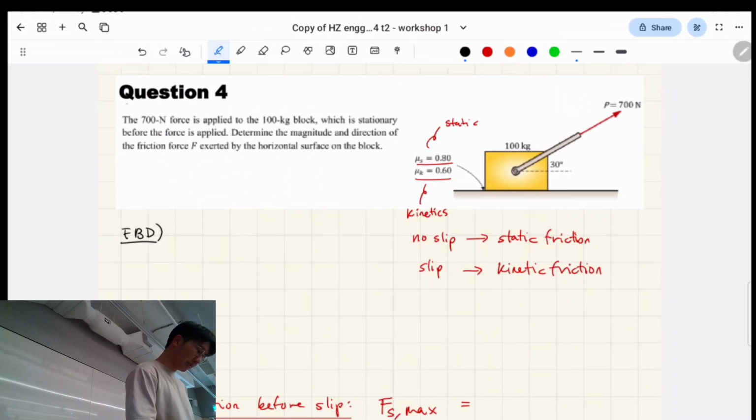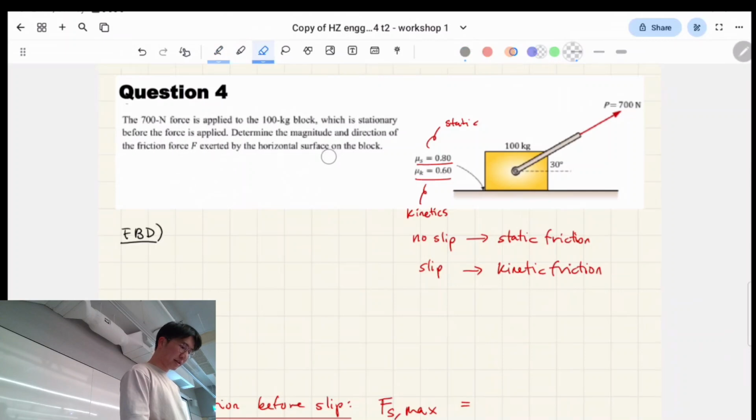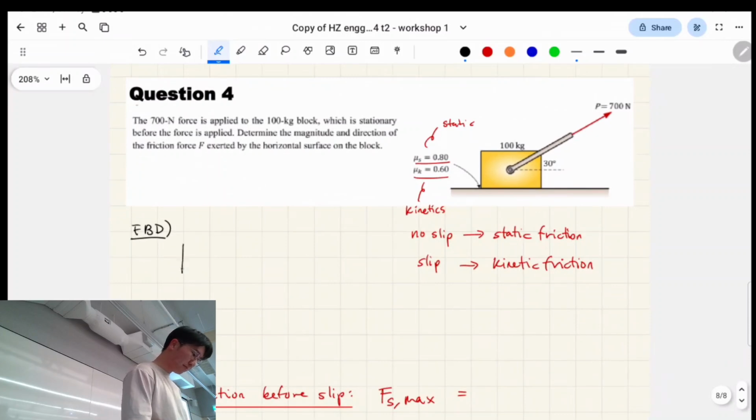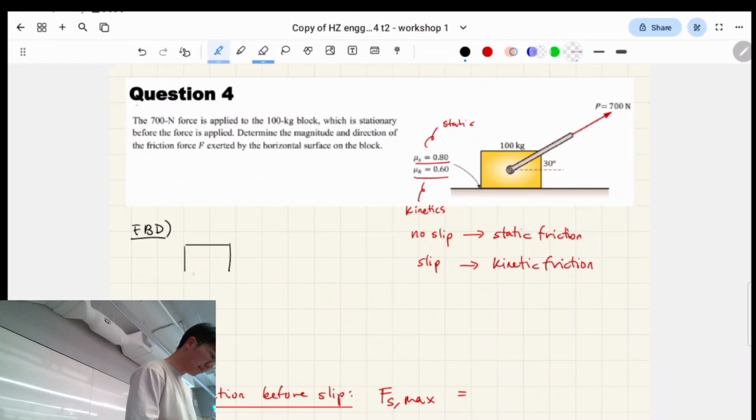So let's read the question. The 700 Newton force is applied. That's that pulling force to a 100 kilo block, and it's stationary before this force is applied. Determine the magnitude and direction of the friction force exerted by the horizontal surface onto the block. Okay. So first we start with a free body diagram, yeah? Let's draw the shape. So that's that block there.